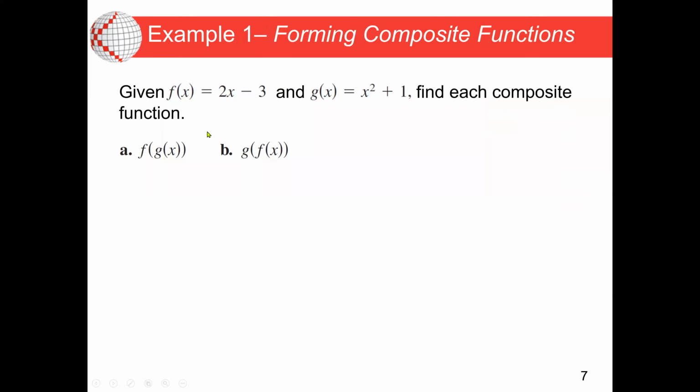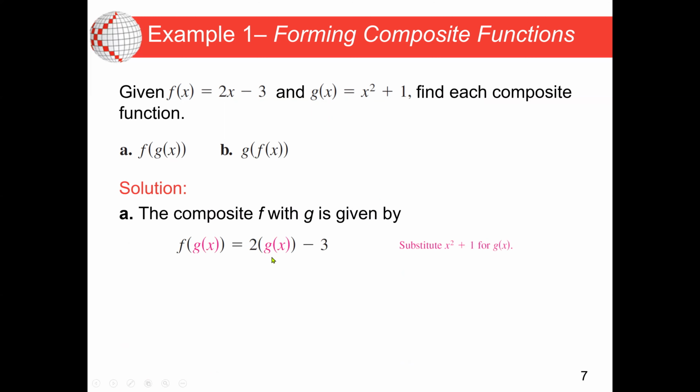So let's see one more example here. A function f of x equal to 2x minus 3 is given, and also g of x equal to x squared plus 1 is given. Now they say we should find the composite f composite g of x, which means f will be the outer function and g of x will be the inner function, or g composite f of x, which means g will be the outer function and f of x will be the inner function. So to solve part A, first we'll look at the f function.